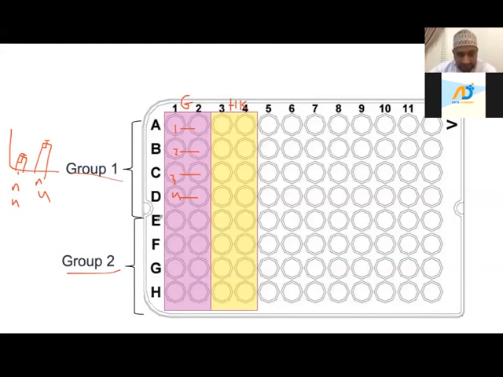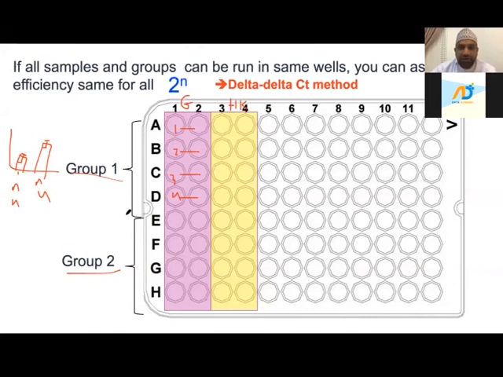all the samples, all the groups, then you can use what is called the delta-delta-CT method. Or comparative delta-delta-CT method. So if you have all the samples, all the groups can be run in the same plate, not wells, you can assume that the efficiency, why is that? Because the efficiency can be variable between the different plates. So if you run them all in the same plate, the same camera temperature, the same fluorescence intensity, you can assume that the efficiency is the same, and you can say the efficiency is 2. So that's why you can run what is called the delta-delta-CT method.